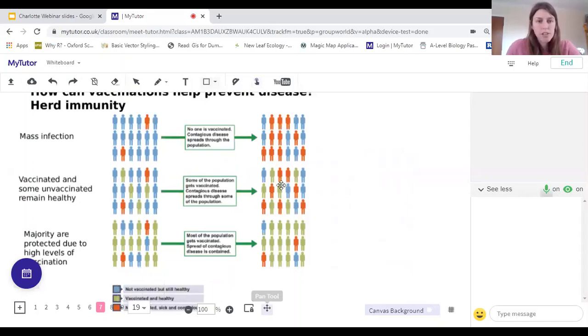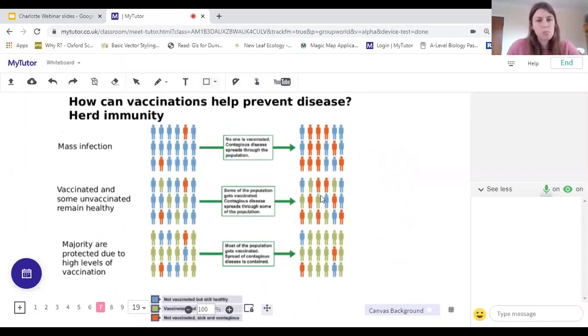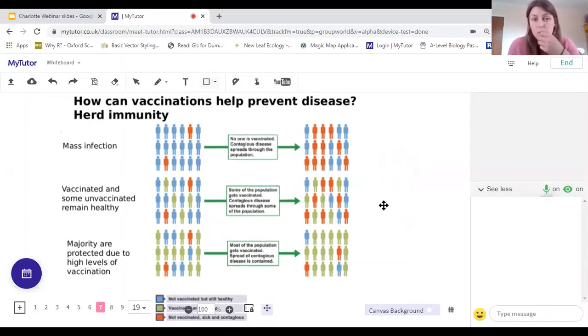How does vaccination help prevent disease? Herd immunity. So this is the next thing that you need to learn. So vaccination in one person has the effect that we talked about before. It means that there's a rapid immune response the second time you're exposed to the disease or the pathogen. So how many people are vaccinated makes a big difference to how much of the population becomes infected with the pathogen and gets the disease.